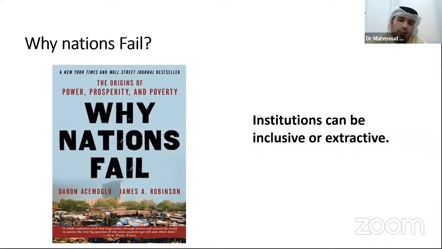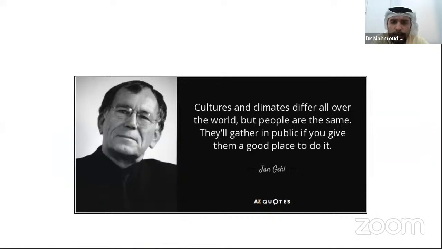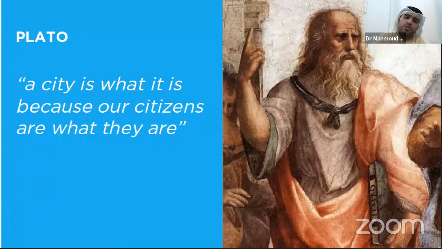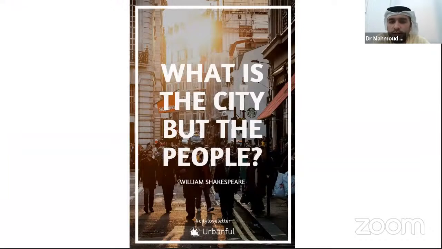And this is a good book that covers the history of cities that failed over the last five centuries. The basic reason behind failure was that we build institutions that are exclusive for a few, that cover a few kinds of people, and do not cover all people. So we need to have more inclusive institutions that are people-centered, and build happy nations. So public space is important. Plato said the city is what it is because our citizens are what they are. So it's about citizens, it's about people. And this is what Shakespeare said: what is the city but the people?